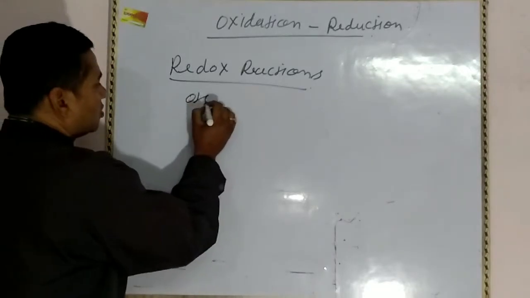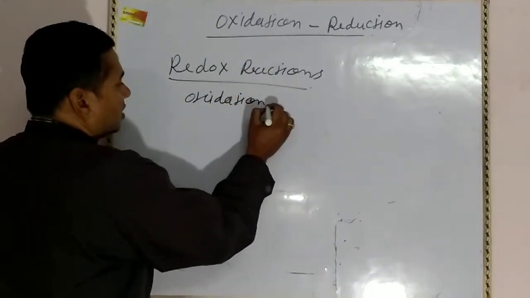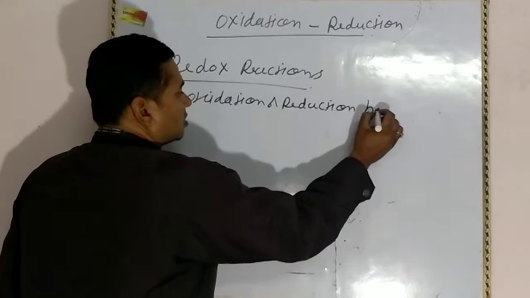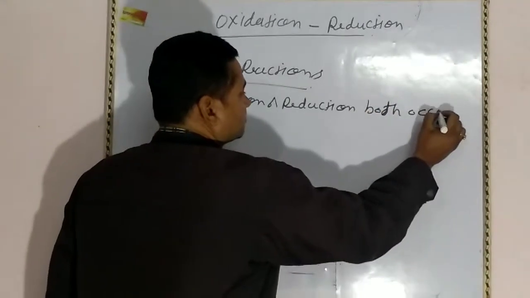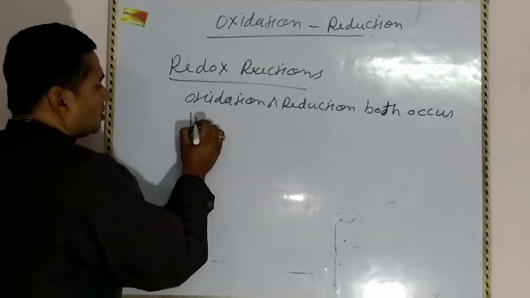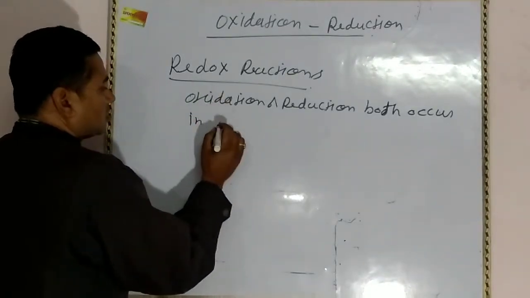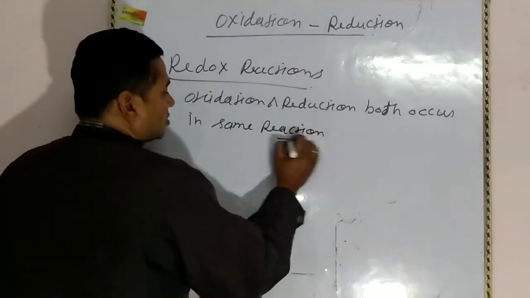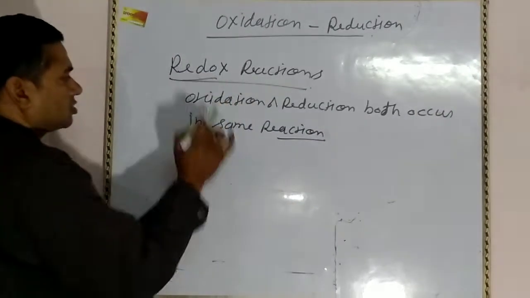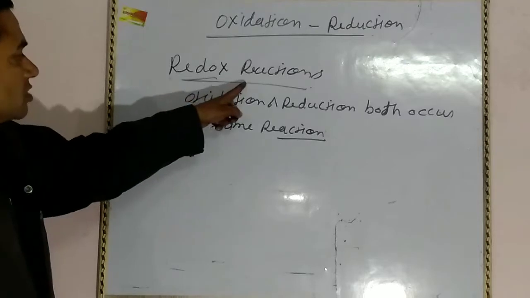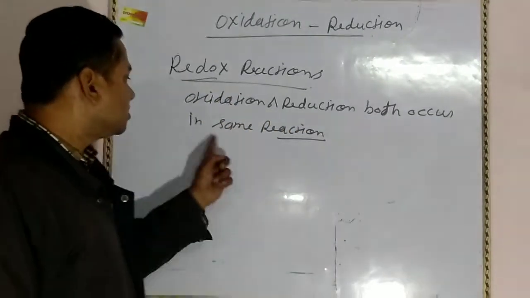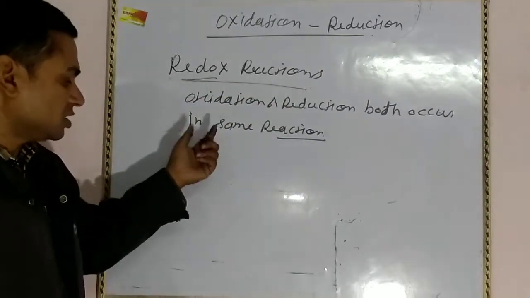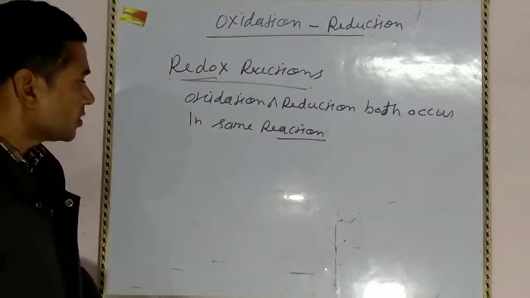So you can write here: oxidation and reduction both occur in the same reaction. So that reaction is called redox reaction. That reaction in which oxidation and reduction both occur in the same reaction is called redox reaction. Means oxidation and reduction both occurring in the same reaction.